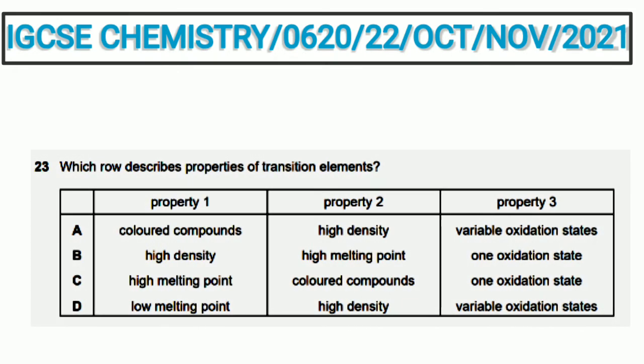Question 23. Which row describes properties of transition elements? Three properties are given. We have to choose correct properties for transition elements. Transition elements form colored compounds. They have high density. They have variable oxidation states. So correct answer is option A.